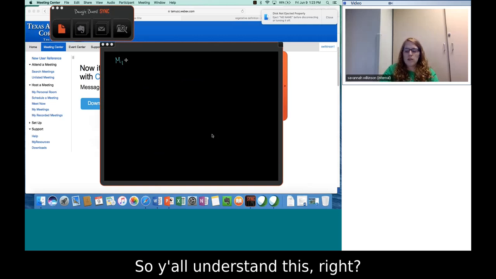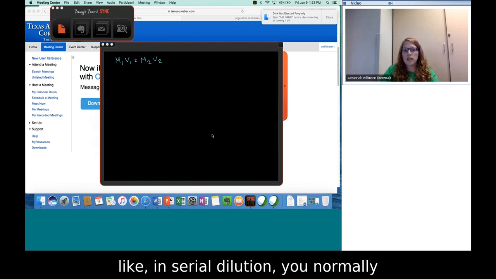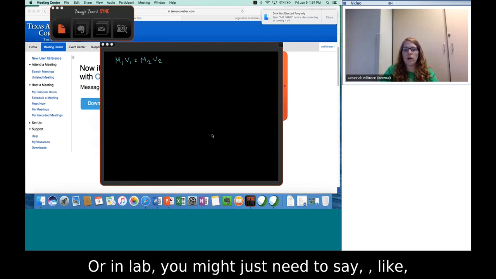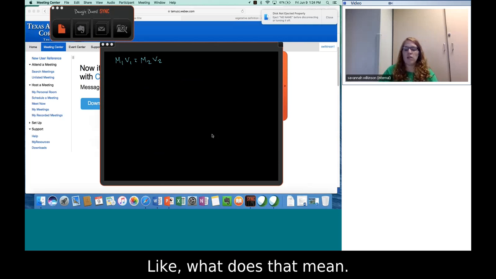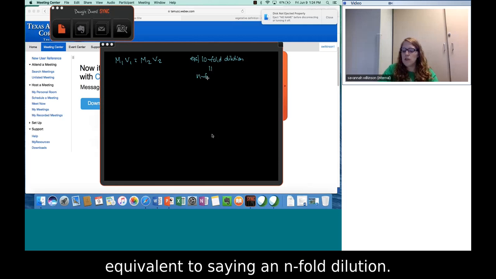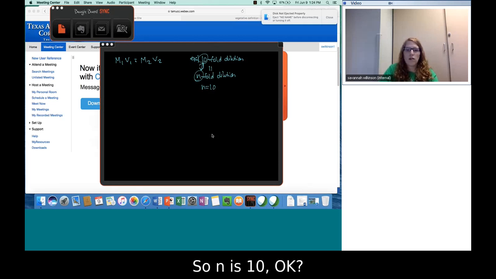So y'all understand this, right? A key to finding, like in serial dilution, you normally need to find a certain concentration or a volume, or in lab you might just need to say, okay, do a 10-fold dilution. What does that mean? If I say do a 10-fold dilution, then that's equivalent to saying an n-fold dilution. So your n here would be 10. So n is 10. Okay.